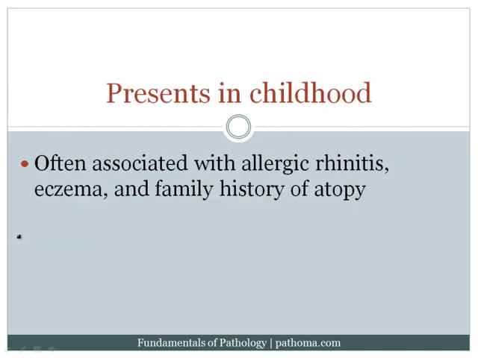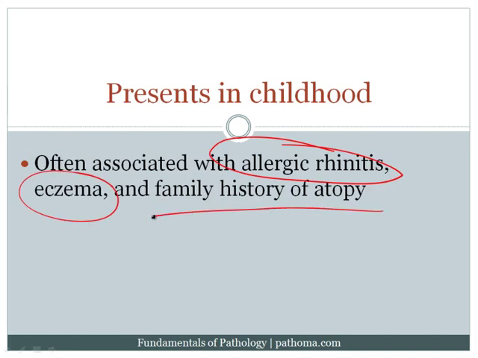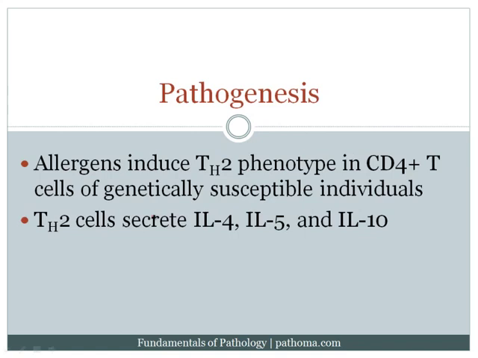Now, asthma presents in childhood, and it's most often associated with other types of allergic conditions like allergic rhinitis, eczema, and often there's a family history of these types of atopic reactions. The pathogenesis of the disease is that the patient gets exposed. Now, this is going to be a genetically susceptible patient, all right? So some patient that's got a family history and carries a set of genes that are going to make them susceptible to the development of asthma. Now, this patient, they get exposed to an allergen.